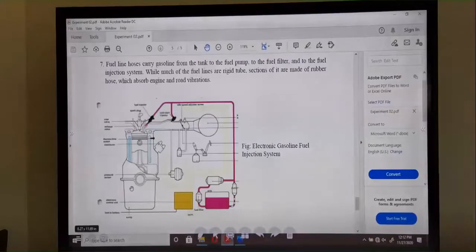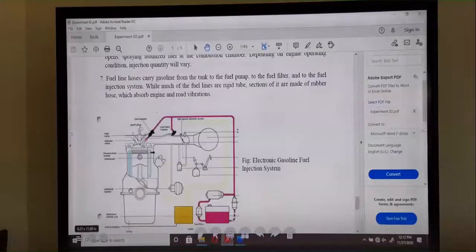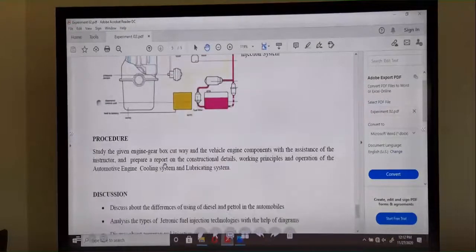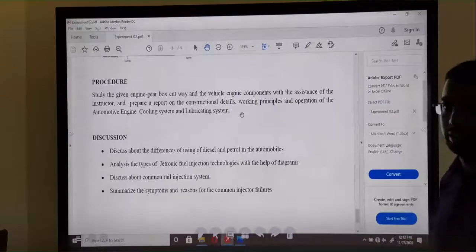So this is the explanation of the electronic injection system, and you can see some of the discussions here. Okay, I hope I clearly explained the whole thing. You can search the internet or any books, and you have to complete these discussions.